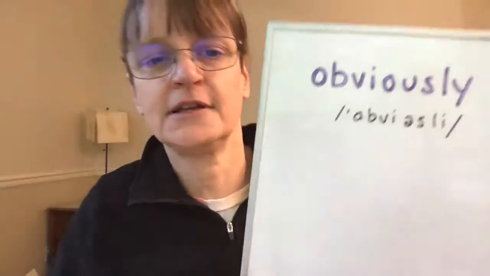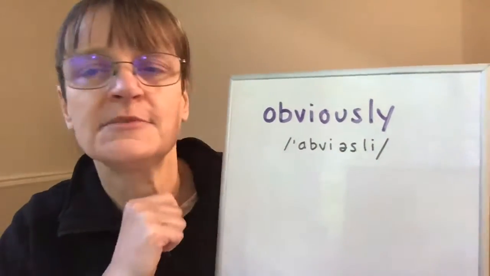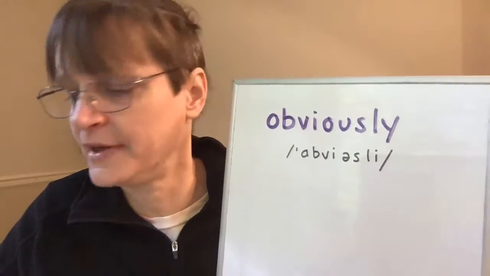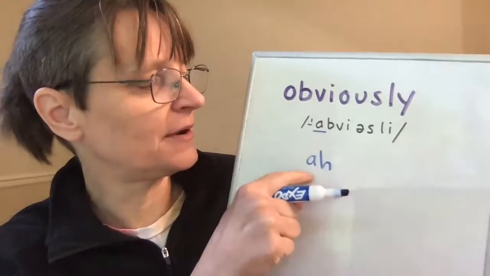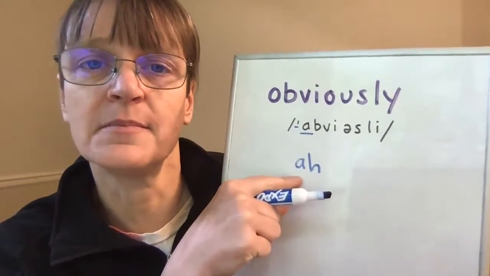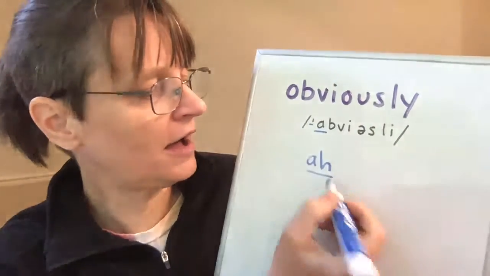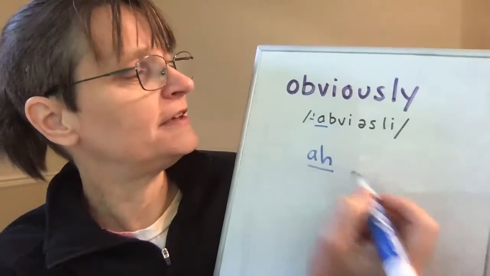So the word obviously, it's not really totally obvious how to pronounce. Oftentimes the letter O in American English actually says the vowel ah, and that's the case in this word. And so if you think about the ah sound in father and pasta, that might help you. So we want the ah syllable to be long. And then we have obviously.